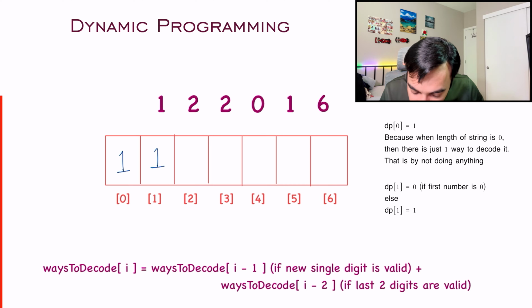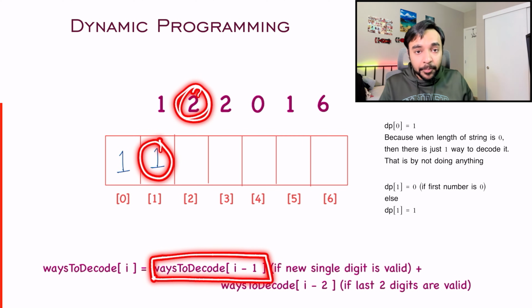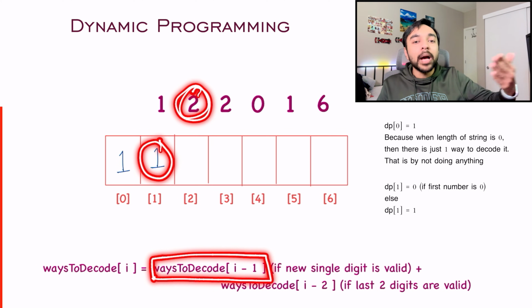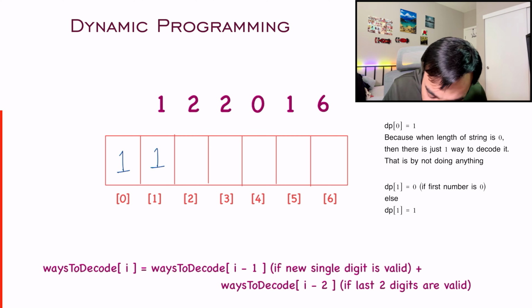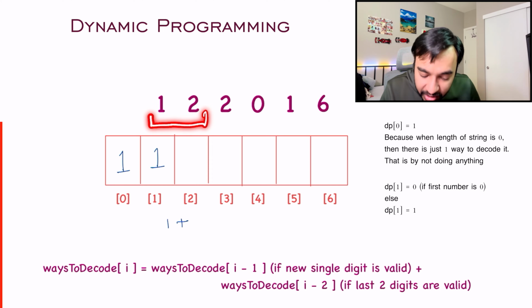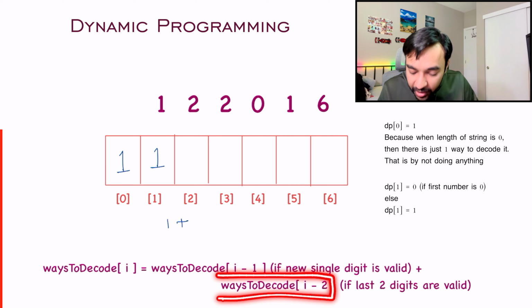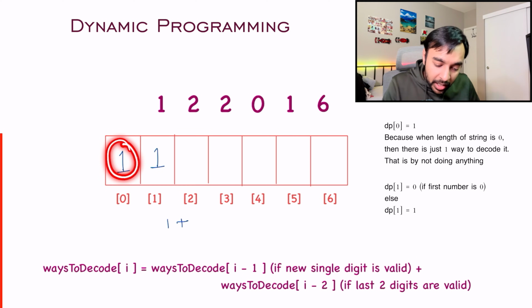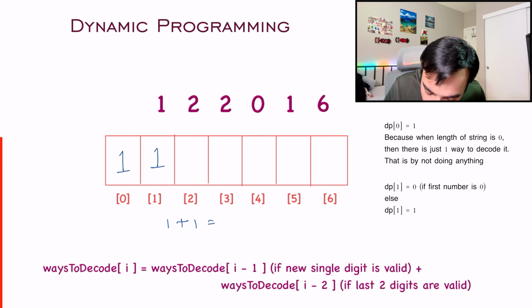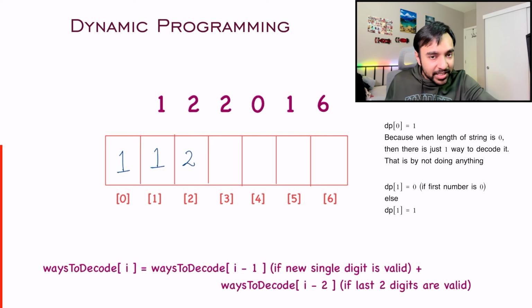So we will take ways to decode at I minus 1 if this single digit is valid. 2 is valid, right? 2 maps to B. So I will do 1 plus, this was the condition when I only took a single digit. Can I take last two digits? Yes, because 12 is valid. So we take up the I minus 2 value as well. That is 1. So 1 plus 1, that gives me a 2. And I'm going to write down 2 over here. So you see how we are populating this memoization array. Let us do the remaining iterations.